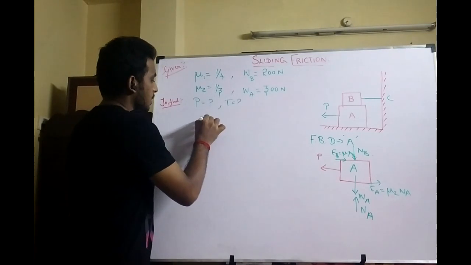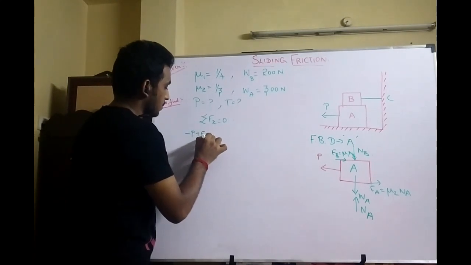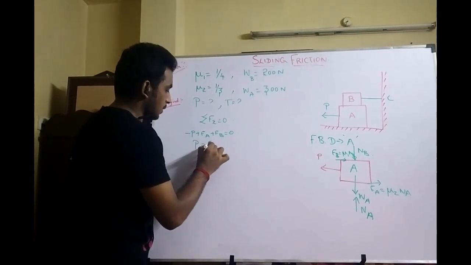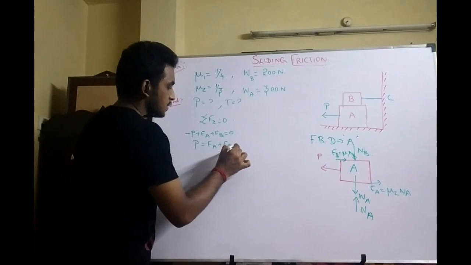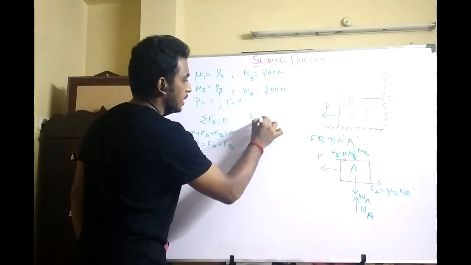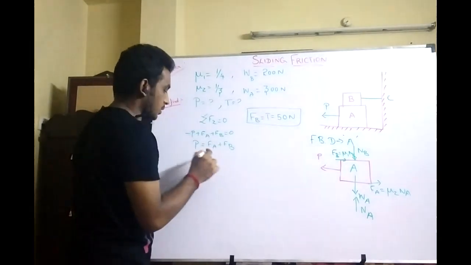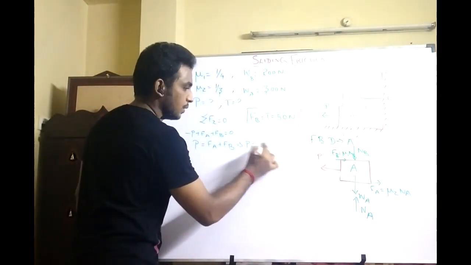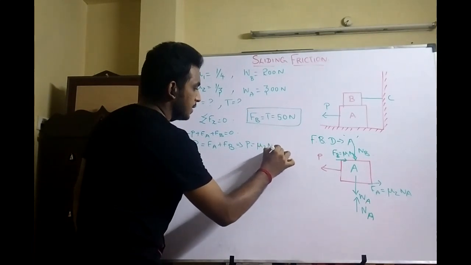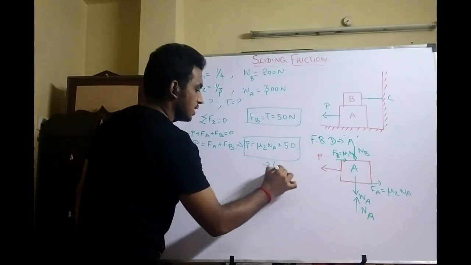Taking summation of horizontal forces equal to 0, we have minus P plus Fa plus Fb equal to 0. Rearranging, P is equal to Fa plus Fb. With respect to block B, Fb is equal to T, which is equal to 50 Newton. Substituting, P is equal to Fa plus 50, so P is equal to mu2 times Na plus 50. We don't know the value of Na yet. Take this as equation number 1.